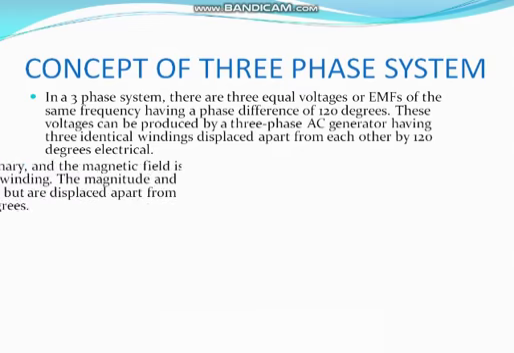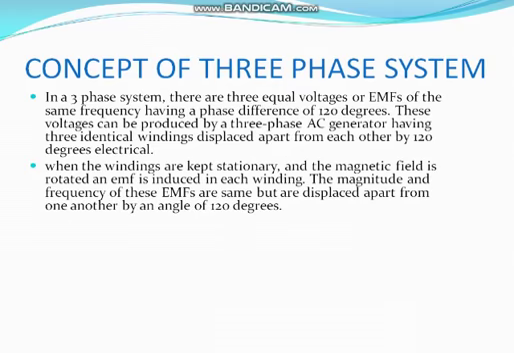Now, the concept of three-phase system. In a three-phase system, there are three equal voltages or EMFs of the same frequency having a phase difference of 120 degrees. This voltage can be produced by a three-phase AC generator having three identical windings displaced apart from each other by 120 degree electrical angle.